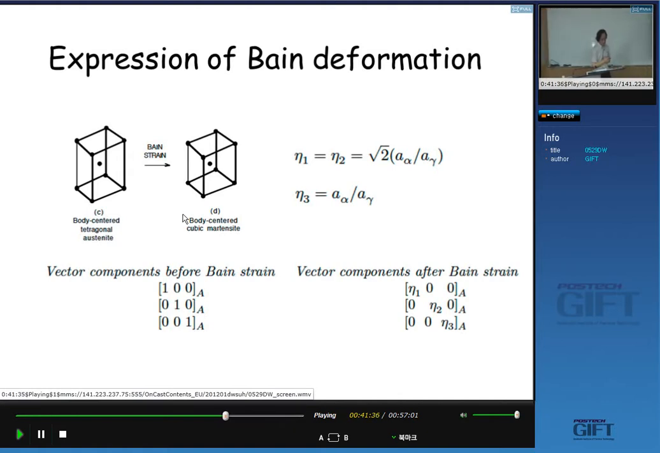Based on the BCT structure as a unit cell, we can check how these three basis vectors are affected by the deformation. By checking how these basis vectors are affected by the deformation, we can construct the deformation matrix.